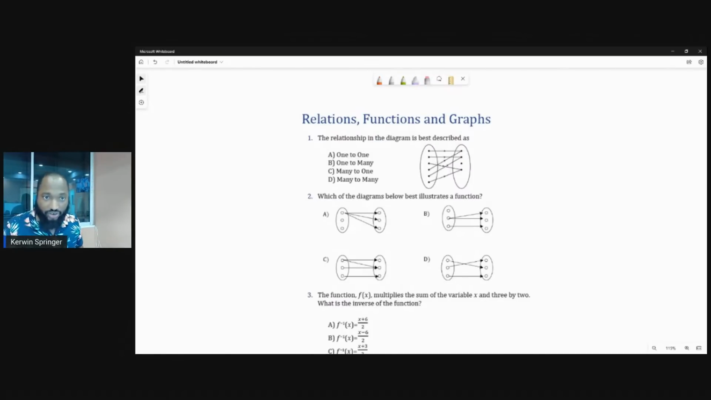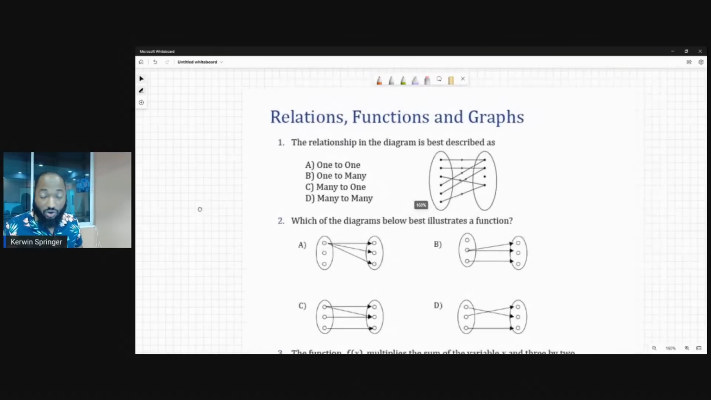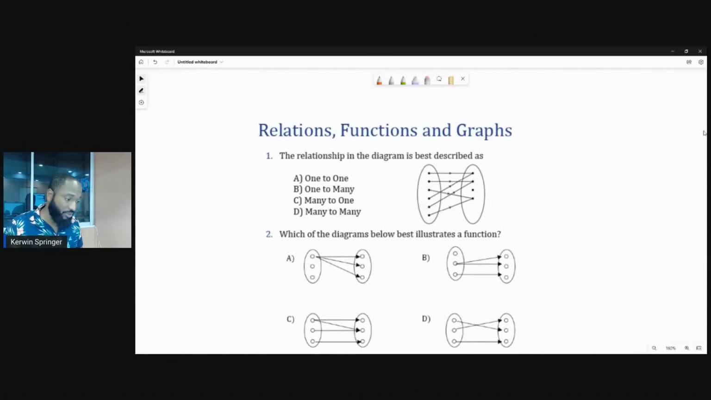Relations, functions, and graphs is the next topic in the multiple choice series that we are doing. The relationship in the diagram is best described as this side. No. Oh, geez. I have a little problem here. I was wondering if I remember how to do the thing. My tablet is on the wrong screen right now.